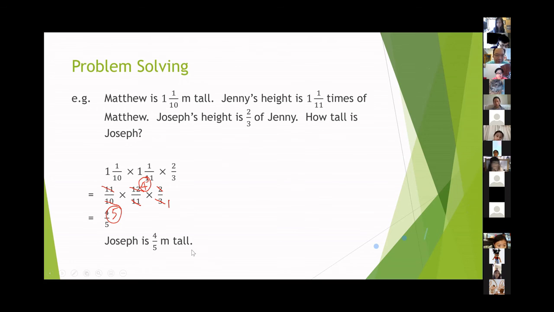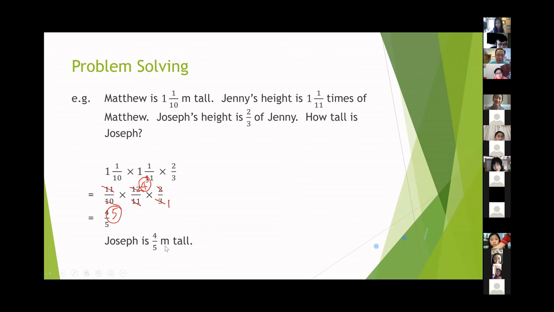Who is Joseph? How old is Joseph? What do you think? 3. 3 what? This is my dad. 3.5. 3 years old. My dad, 3 years. 2 years old. Until 2.5 years old. Maybe. Yeah, 2.5 years old. Or maybe less than 2.